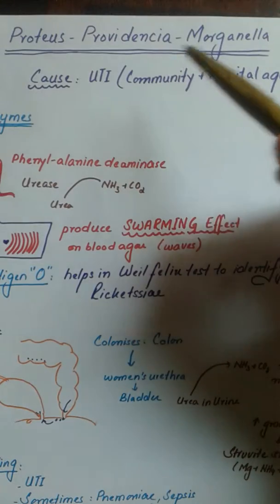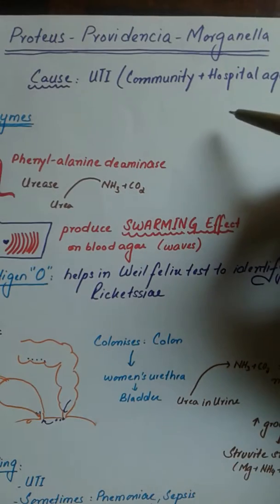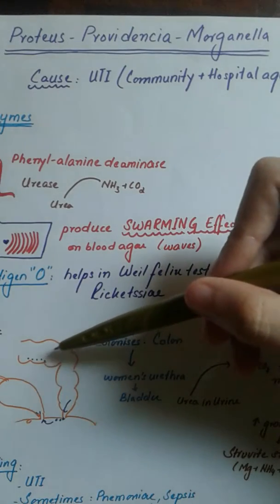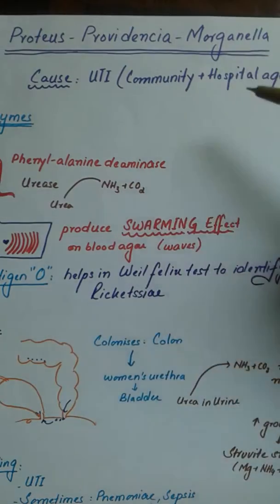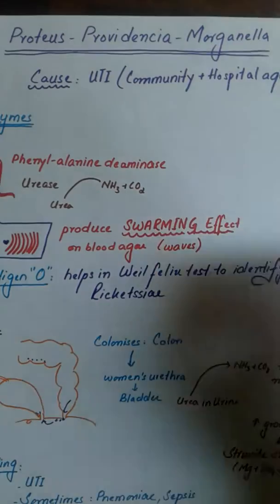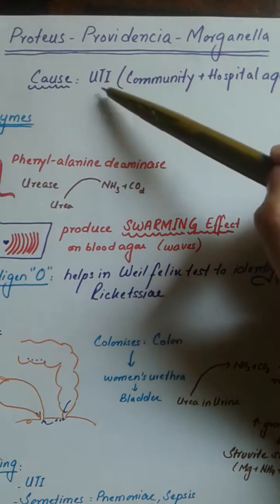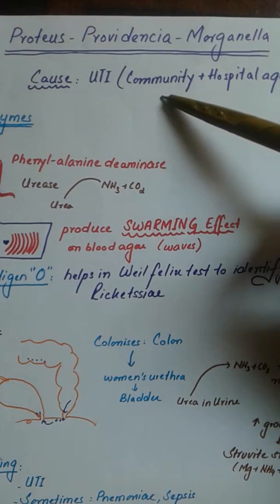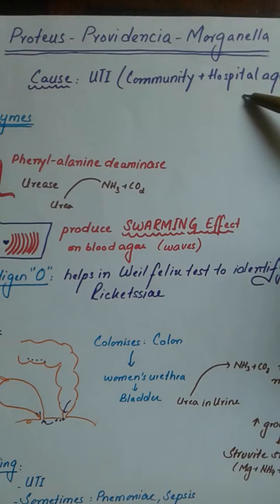Proteus, Providencia, Morganella. These are gram-negative rods that are present within your GIT tract, specifically in the colon. These three organisms cause one disease, that is UTI. Now, UTI can be caused in both community-acquired as well as hospital-acquired settings.